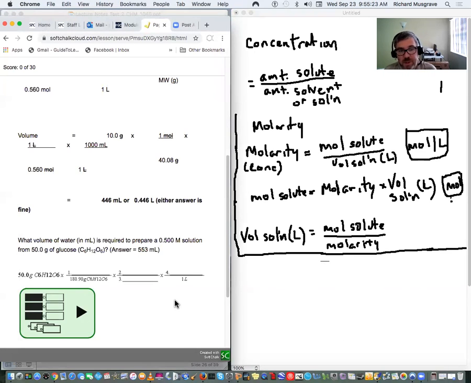Usually people have questions about that one because it's kind of annoying to have to flip over that molarity to divide by the molarity.